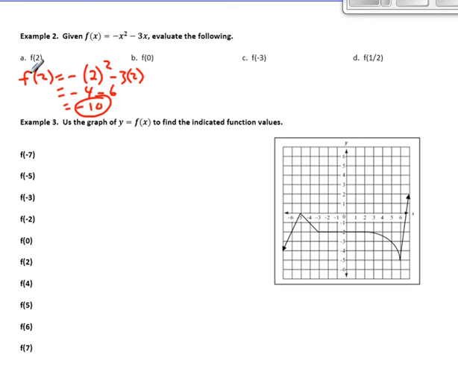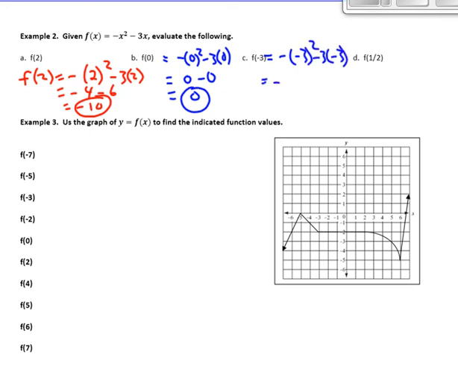The next one, f of 0, I'm going to plug in a 0, so I've got negative 0 squared minus 3 times 0. Well, negative 0 and 0 squared don't mean really a whole lot. 3 times 0 is 0, and so I end up with a 0. F of 0 is 0. F of negative 3, again, be careful with those negatives. We get a negative 9, and then negative 3 times negative 3 is plus 9. Add those two together, negative 0 as well.